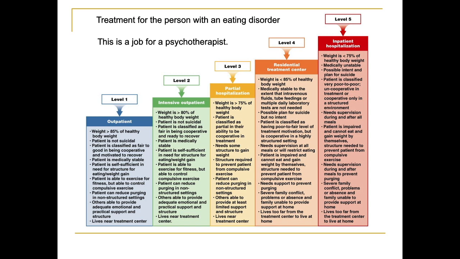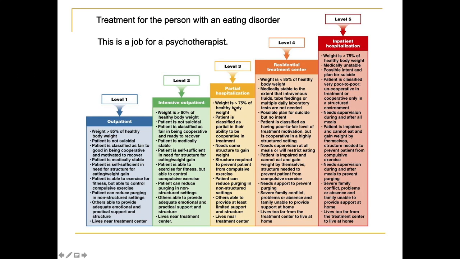There is another level called intensive outpatient, where you are under 85% but greater than 80% of your healthy body weight. You're still not suicidal, and you're cooperative and medically stable, but you might not be able to control your compulsive need to exercise or compulsive desire to purge. These both occur when you're near the treatment center that you're trying to attend. If you get much lower, you might need to go into partial hospitalization.